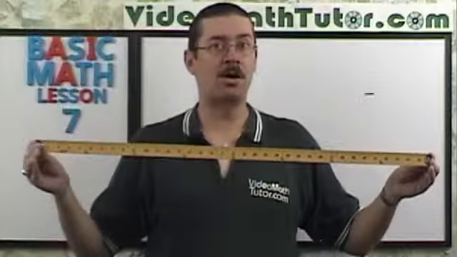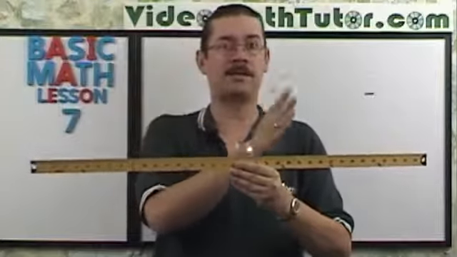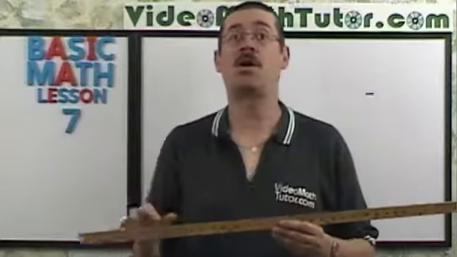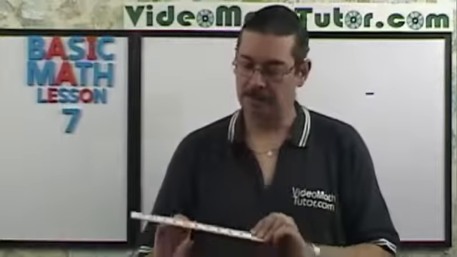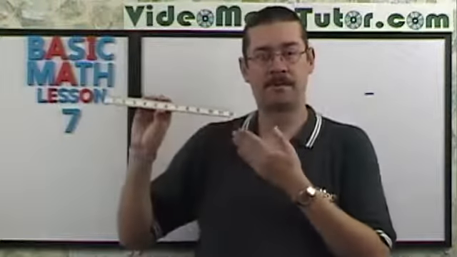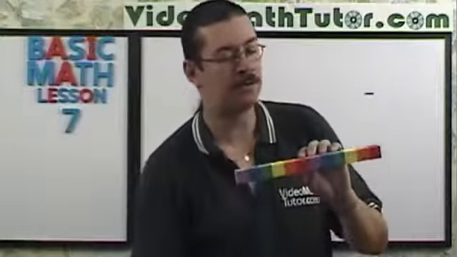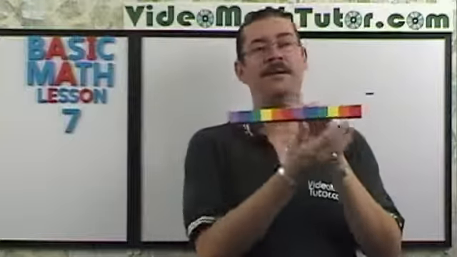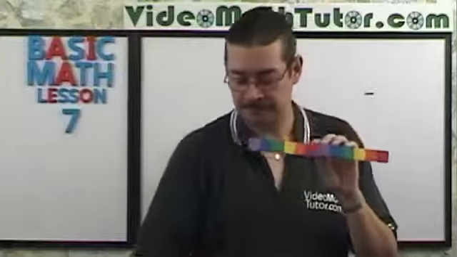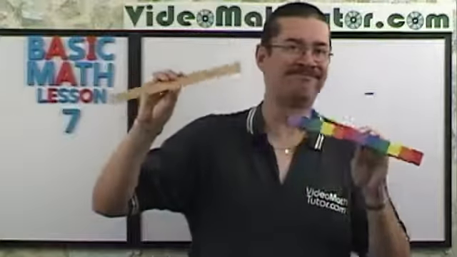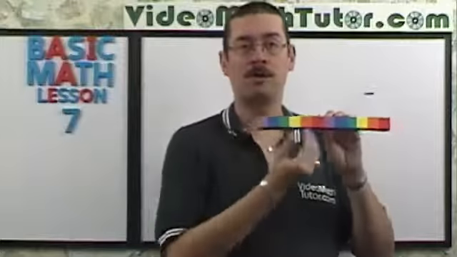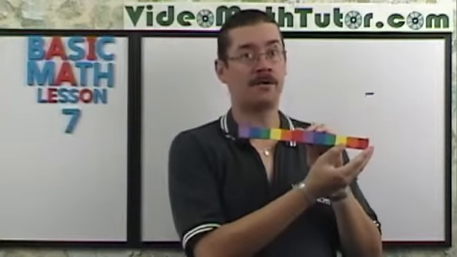Now, if I divide my yard into 3 equal parts, each of these parts is called a foot. Here's some examples. Here's a foot right here, and this little rainbow ruler I made is a foot long. And you can also just buy a cheap wooden ruler. But it's just 1 foot long. It's 1/3 of a yard.